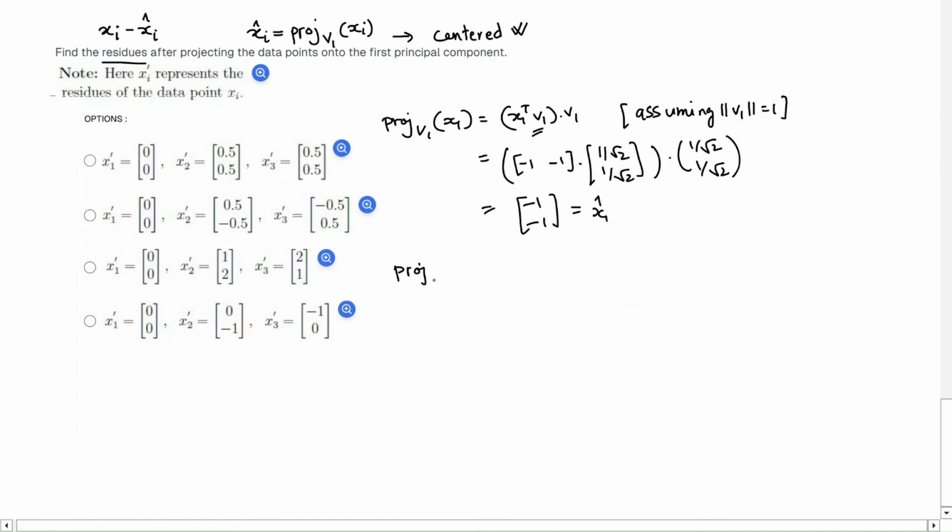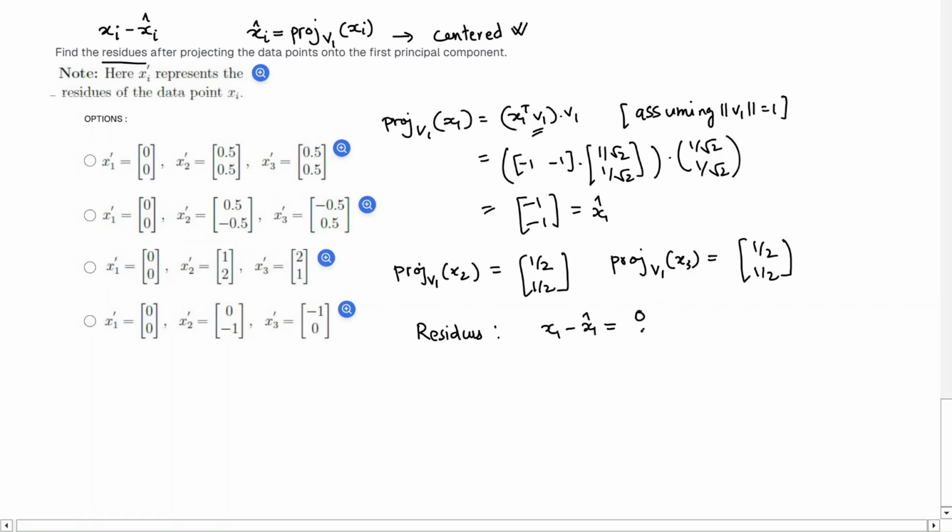Similarly, I can compute the projection of x2 and it turns out to be half comma half, and the projection of x3 onto v1 turns out to be half comma half. So now to compute the residues, I just have to do x1 minus x1 hat, which is 0 0. x2 minus x2 hat is half minus half. Okay, why is this half minus half?